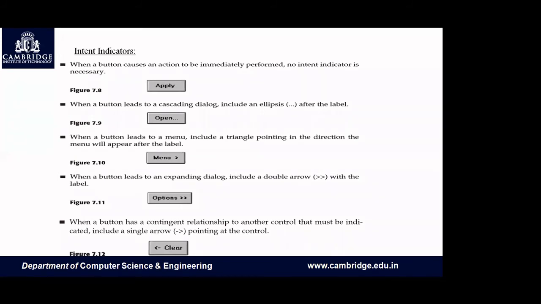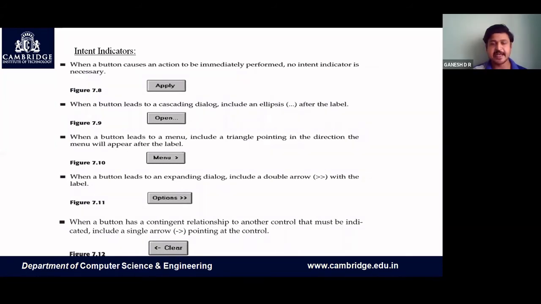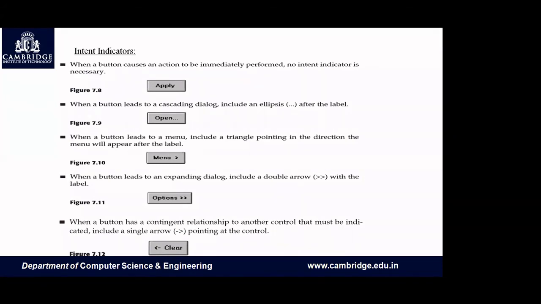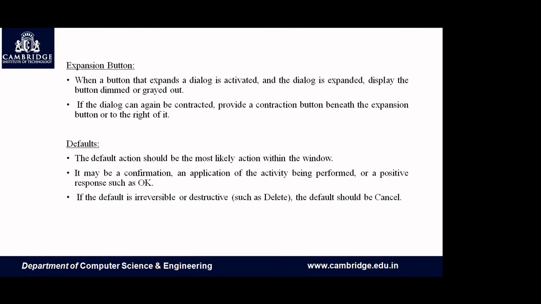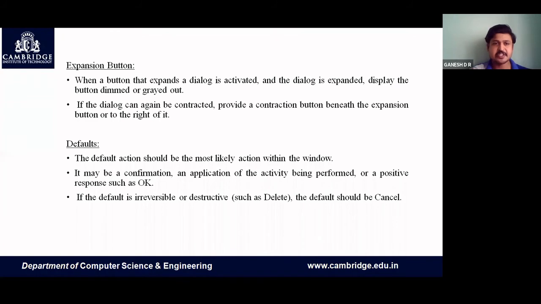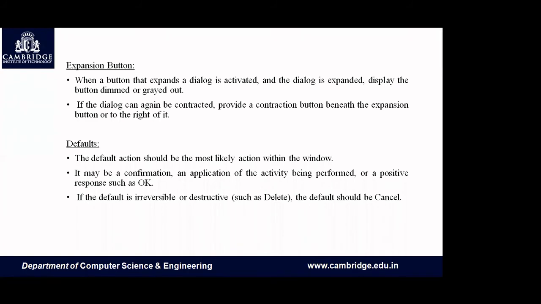Then, when a button has a contingent relationship to another control that must be indicated, indicate it with a single arrow pointing at the control, which tells you the path in which it is moving. So it tells you the forward and backward path. Then the expansion button. When a button that expands a dialog is activated and the dialog is expanded, display the button dimmed or greyed out. So there should be some differentiation between the buttons which are selected and which are not selected, meaning which is expanded or not expanded, pushed or not pushed, right?